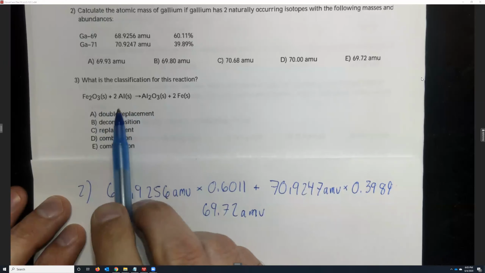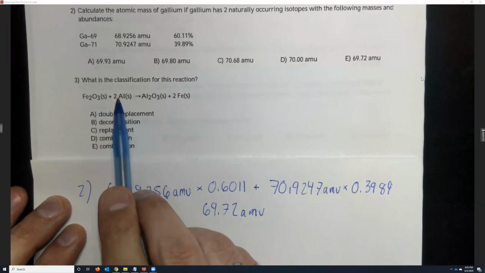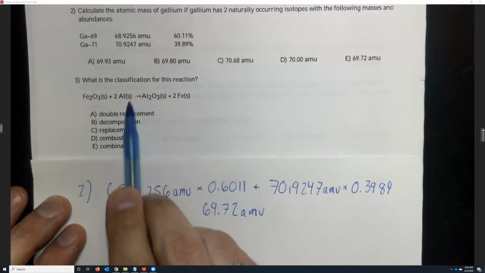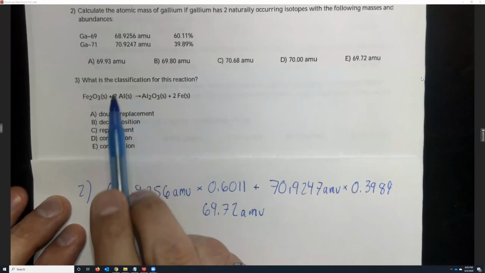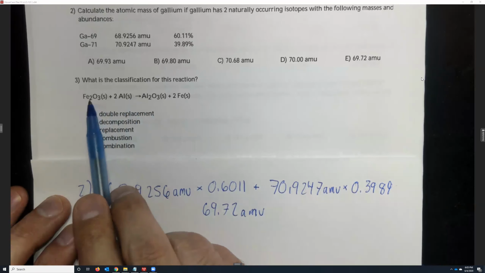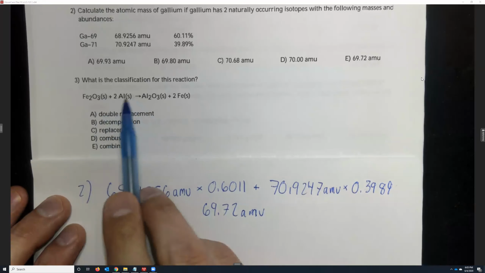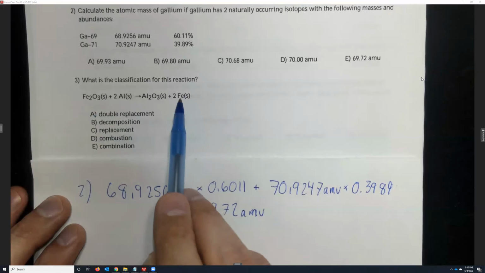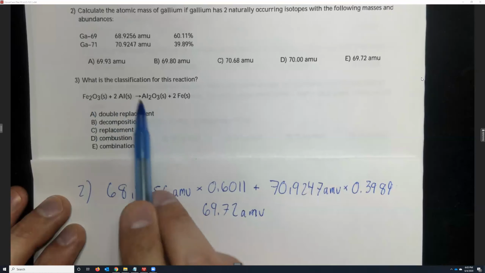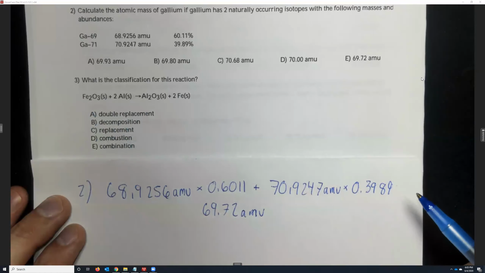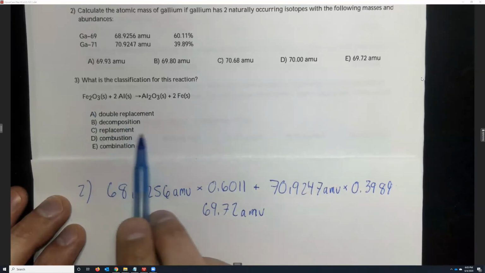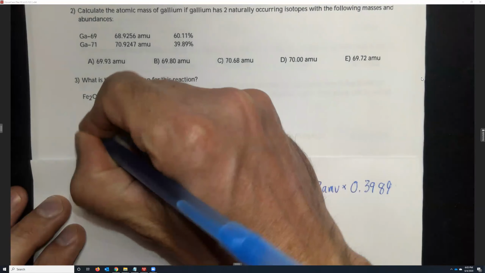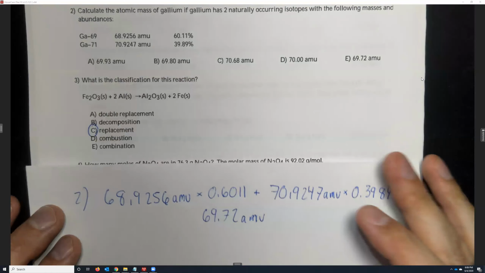This is a single displacement or a single replacement reaction. In this case, aluminum, which has an oxidation state of 0, is replacing iron. So aluminum is now with oxygen, and now iron is by itself. So iron goes from 3 plus to 0, aluminum goes from 0 to 3 plus, and that's how this reaction works. This is called a replacement or a single replacement reaction.